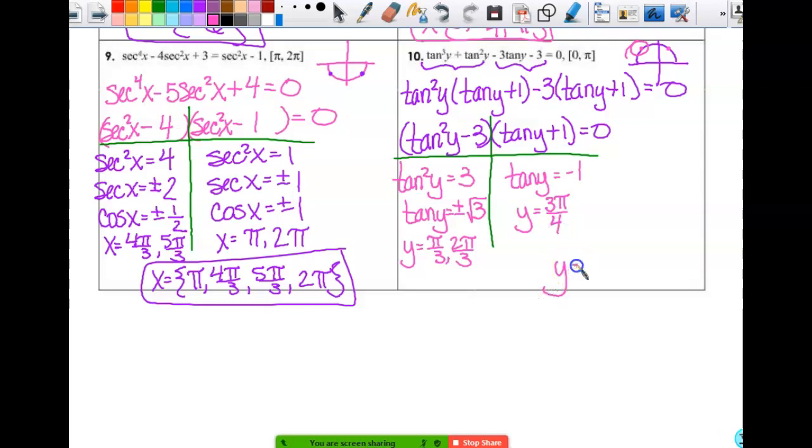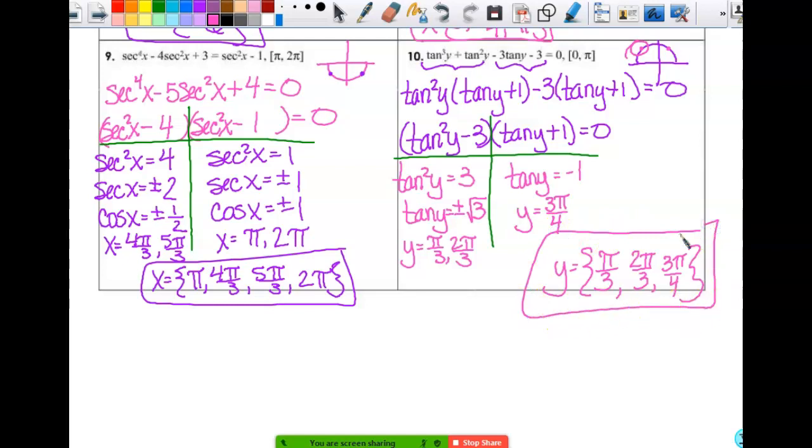Then when I put them together, I need to put them in order. Clearly pi thirds comes first. But then what comes next? 2 pi thirds or 3 pi fourths? 2 pi thirds and then 3 pi fourths. And that's just your understanding around the circle, not necessarily fraction values there.